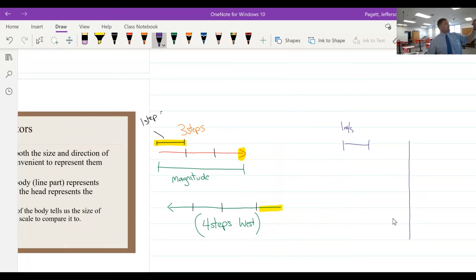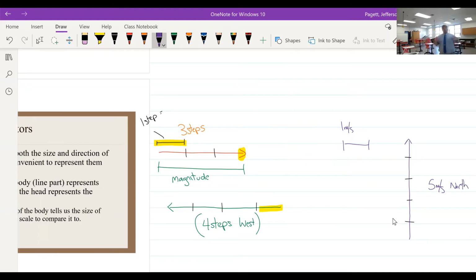Now again, this is approximate. I'm going to actually use a ruler and a protractor when we come into school, and when we practice this in here. But again, that's my 1 meter per second. That's my 1, 2, 3, 4, approximate. This represents 5 meters per second to the north.